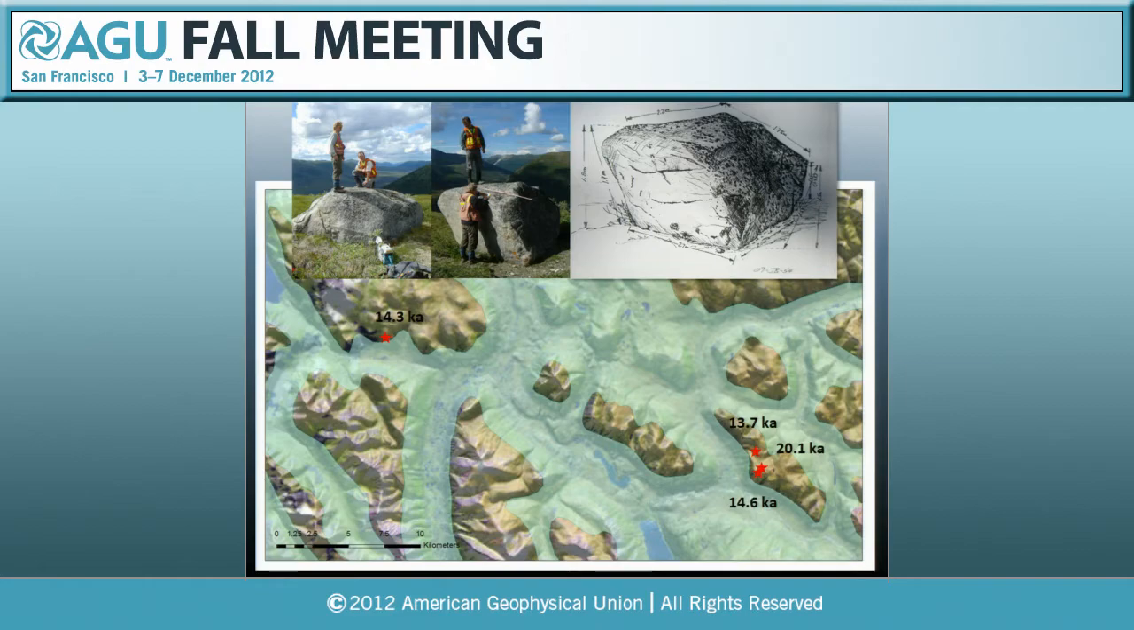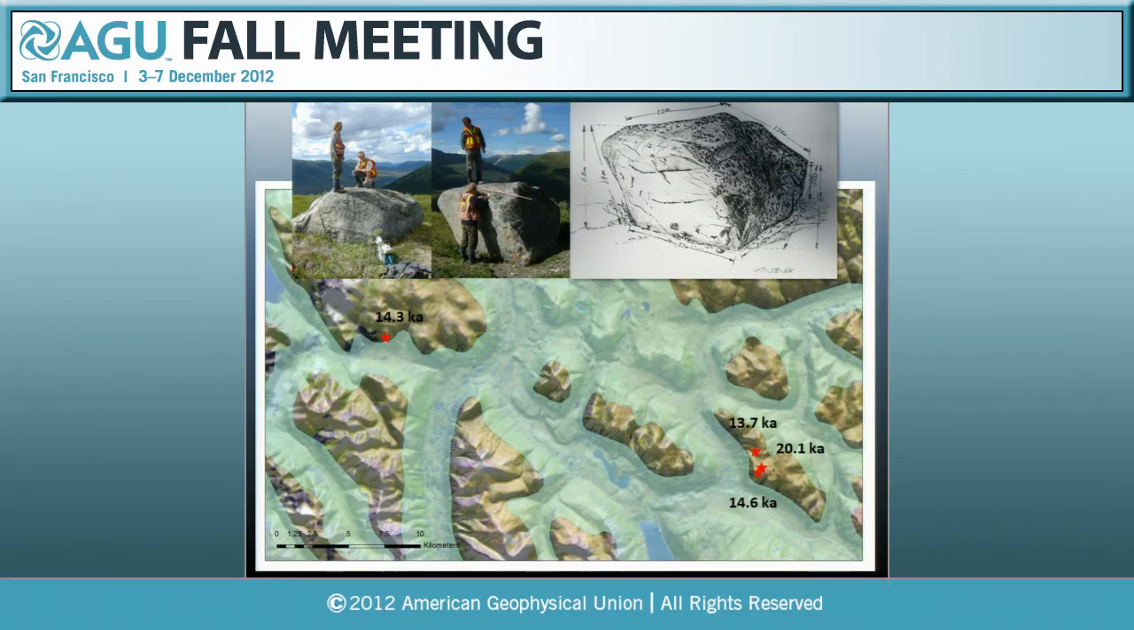So the first one I'd like to talk about is along the margin of the St. Elias Lobe, or the limit of the St. Elias Lobe. We couldn't find boulders at the limit of the Cassiar Lobe that were adequate for dating the initial retreat of glaciation, but we did find some at the limit of the St. Elias Lobe. I don't have the errors on these ones in particular, but they averaged about 600 years.